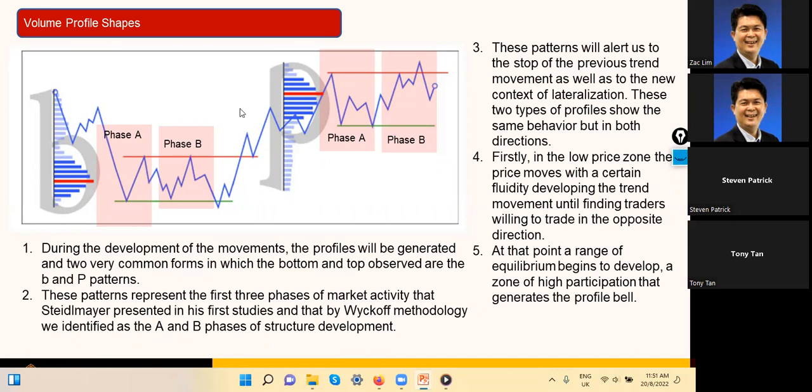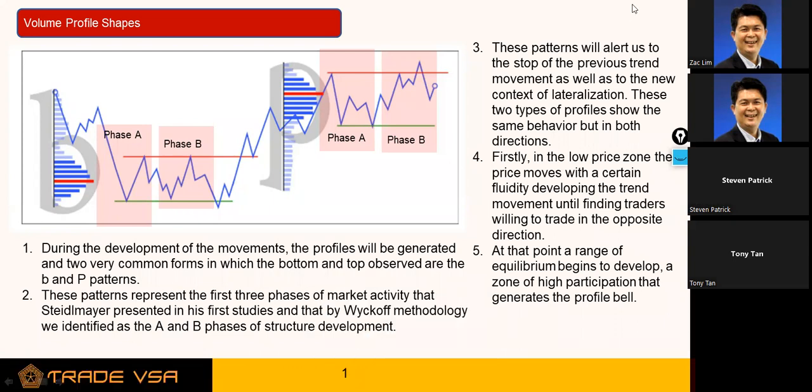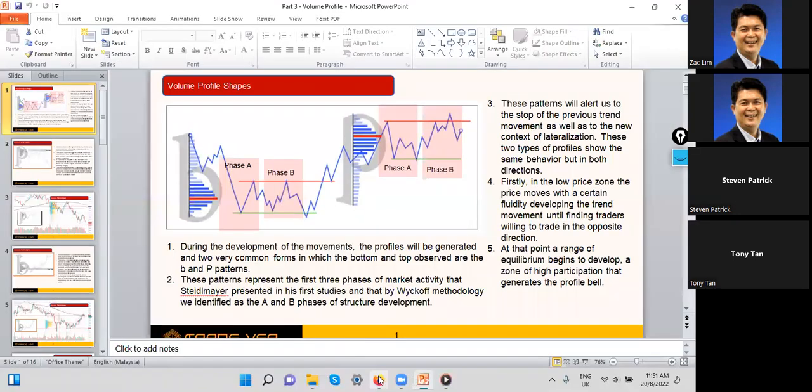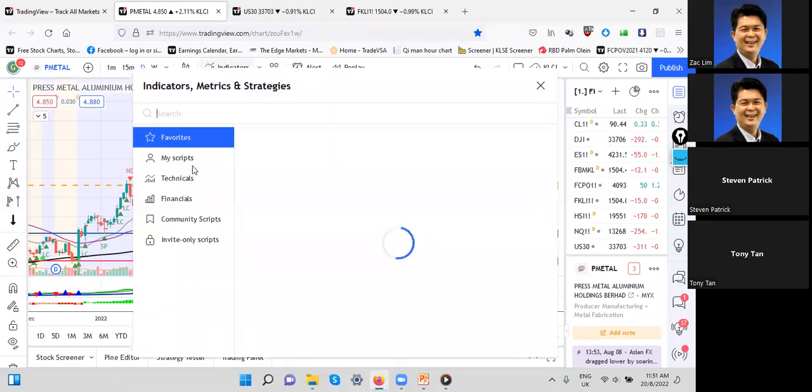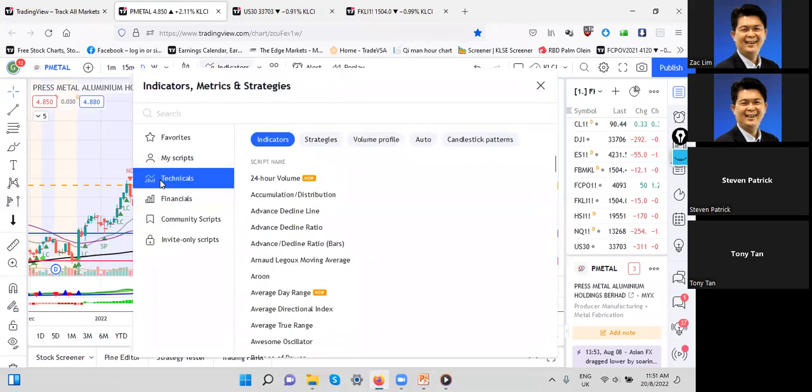So this is how to get the volume profile. Before I start, I'll show you how to get it. Volume profile is actually in your TradingView, and it's a free one. When you are here, you go to your indicators, then go to technical, and once you have technical, you have indicator strategy. Here you have the volume profile.